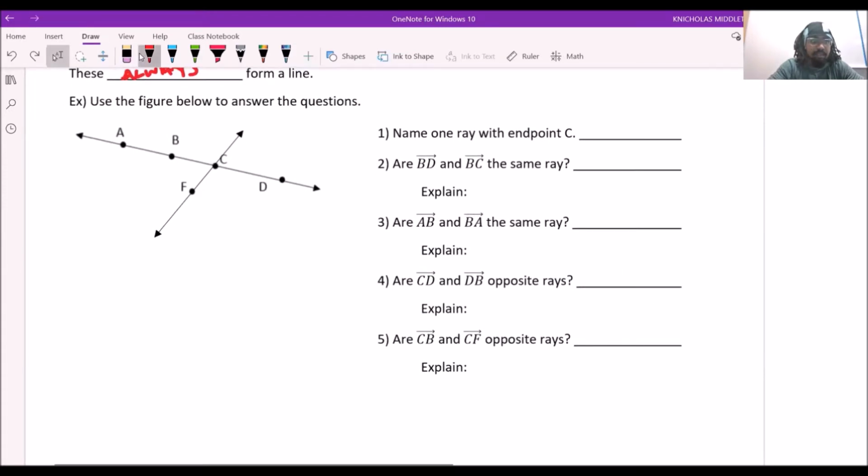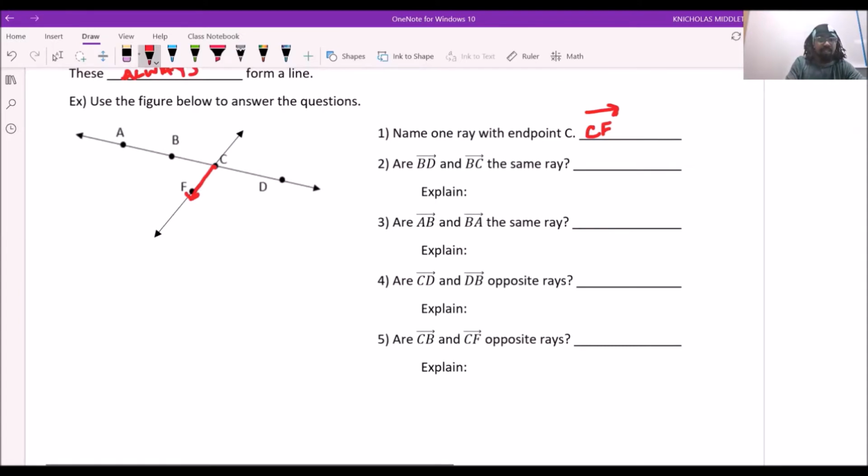Use the figure below to answer the questions. So let's get to it. It says name one ray with endpoint C. When we name a ray with endpoint C, remember that means that's where it ends, and then we look at the diagram over here. I can name one like ray CF. No matter the direction of the ray, you always start by naming it with the endpoint. So C is the endpoint, F is the direction that it goes in. Notice the notation tells us C is the endpoint and it goes in the direction of F.